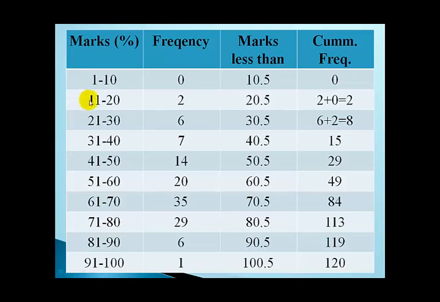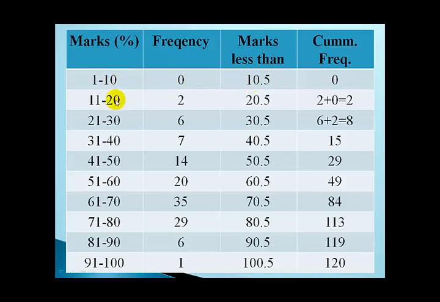Now let me show you this. The upper limit of the interval 1 to 10 is 10, and the lower limit of the next interval, 11 to 20, is 11. So the difference between 11 and 10 is 1. When we divide 1 by 2, we have 0.5. So if you want to find the max less than, that is the upper class boundaries, we add the 0.5 to the upper limit. So 10 plus 0.5 will give us 10.5.